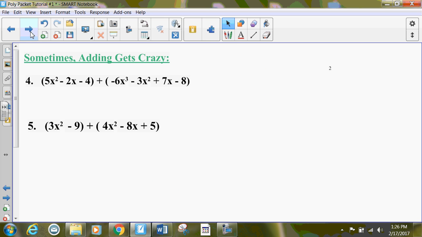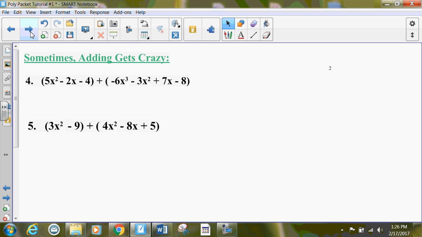Okay, sometimes adding gets crazy. And it's good to know that not everything is perfectly ordered because that's not the way the world is either, right? So we can deal with it. We can make sense of it.